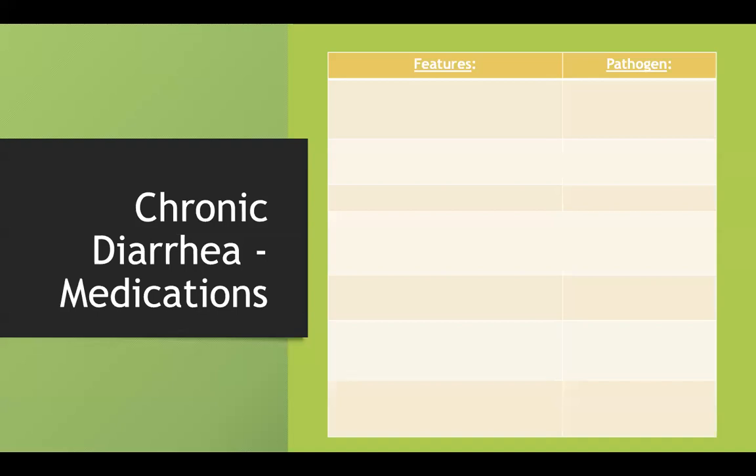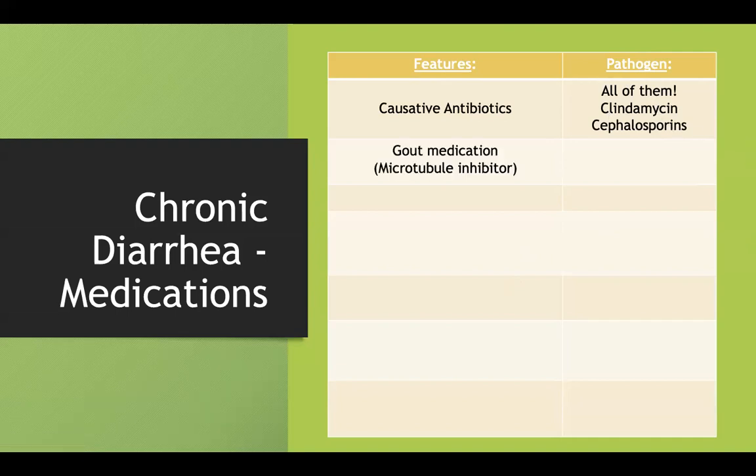Let's go over some medications that might cause chronic diarrhea before we move on. So which antibiotics can cause it? Because you're altering your GI gut flora, pretty much any antibiotic could cause diarrhea. They like clindamycin and cephalosporins especially, and they like clindamycin for C. diff infection as well, as we saw. Actually, they like both of these for C. diff technically as well.